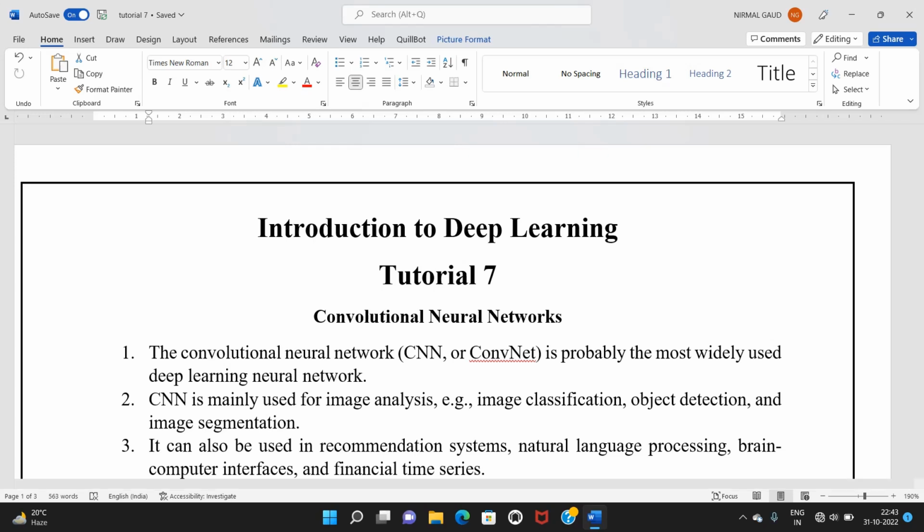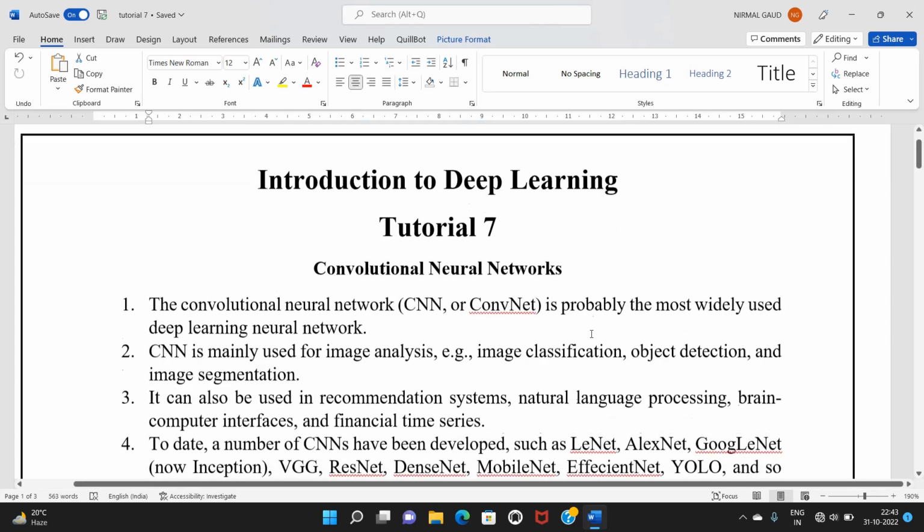In this tutorial of Introduction to Deep Learning, we'll study about convolutional neural networks. So CNN, or convolution neural networks, are a very important deep learning neural network and basically they are used in most of the problem statements. And if you talk about image processing, image analysis, or image classification, object detection, image segmentation, whatever the things which are related to the images, CNN plays a major or important role.